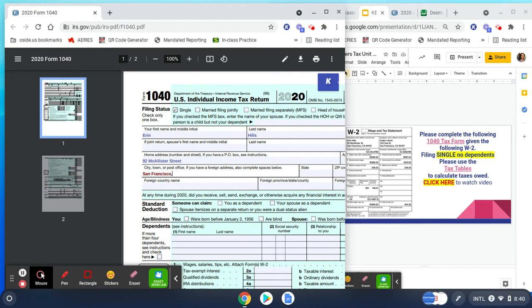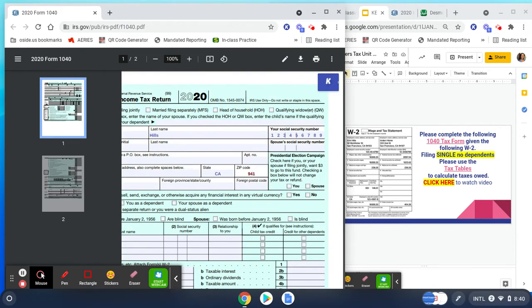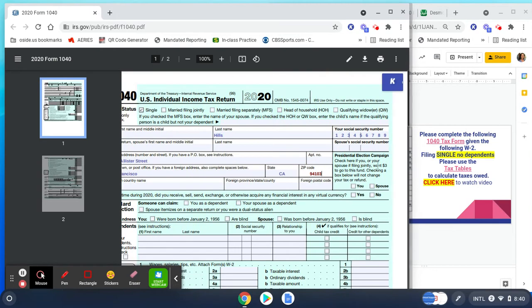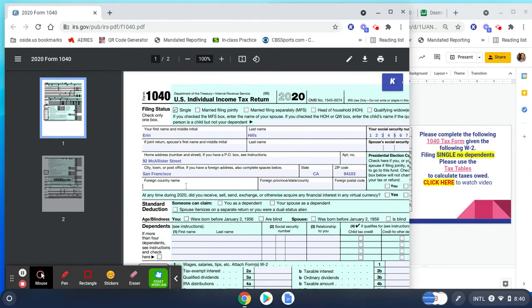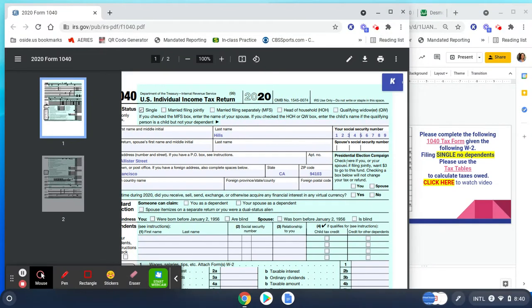And that was in San Francisco, California, 94103. So take a minute to type in that top information for Erin Hills. Next, it says foreign country name, foreign province, foreign postal code. We don't have any foreign information. She lives right here in the good old US, so that's all we need to type in here. There's no apartment number, no spouse information, no spouse social security number.